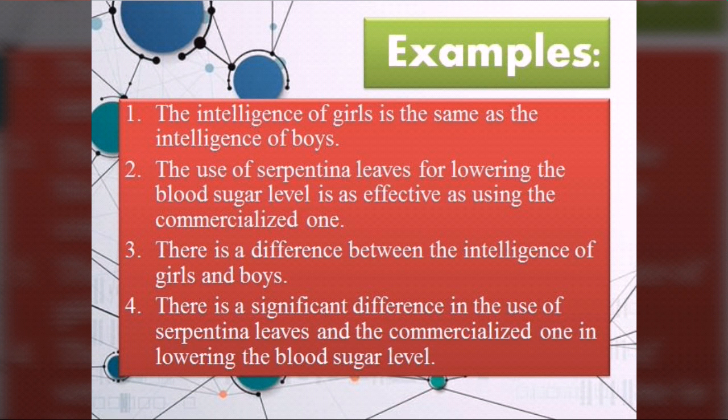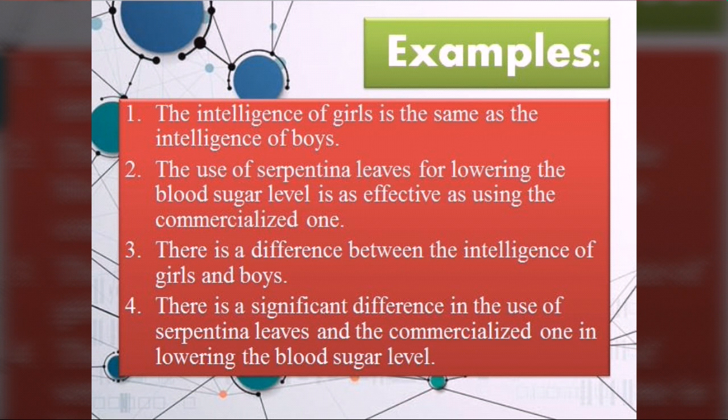Number 3. There is a difference between the intelligence of girls and boys. What is your answer? Is it null or alternative? Since there is a difference between the intelligence of girls and boys, meaning to say, this is not a null hypothesis, but rather an alternative hypothesis because we can see the difference between the two.